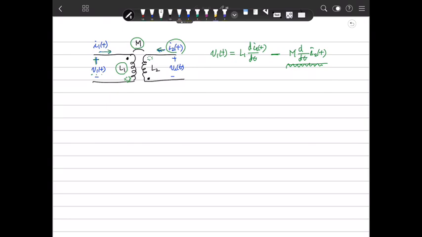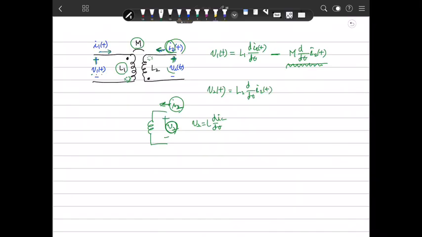In the same way, we can define v2(t) here. We define the v2 direction as plus here, and the i2 current going into the plus polarity. We define v2 in this way, and current is going into here because i2(t) goes into the positive terminal of L2, v2. So v2 is L2 d/dt i2(t).